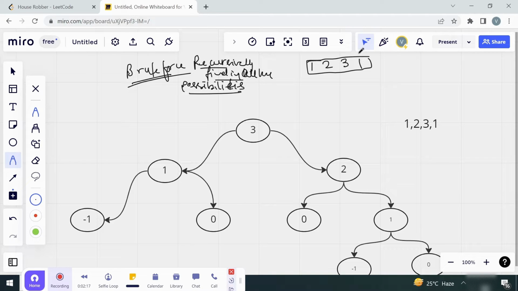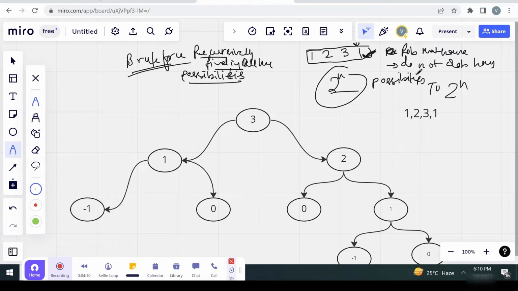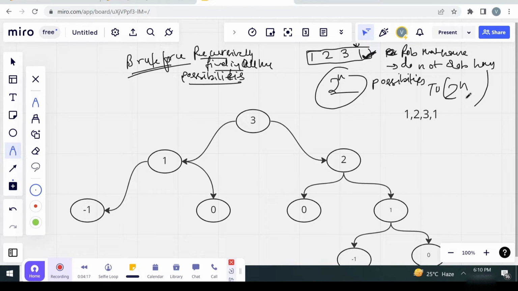For every house, starting from the last house, I can rob that house, or I do not rob this house. So there are two possibilities for each house, which gives a total of 2 to the power n possibilities. So the time complexity will be 2 to the power n.